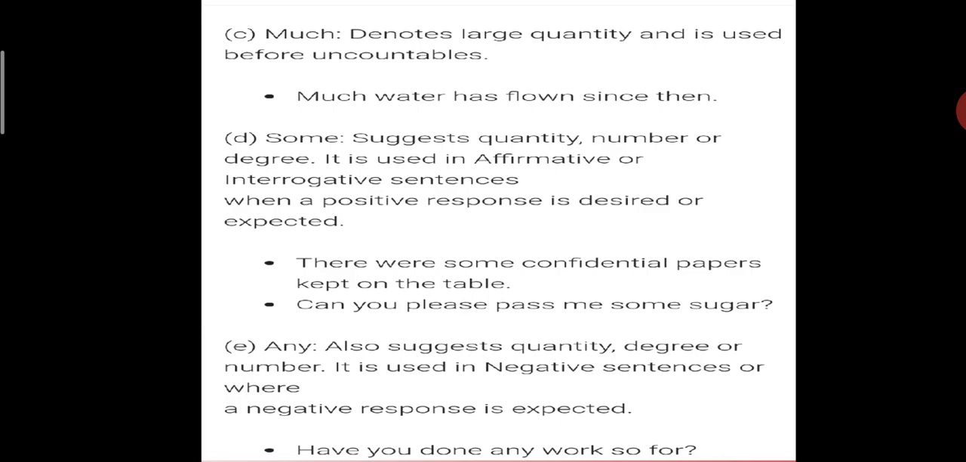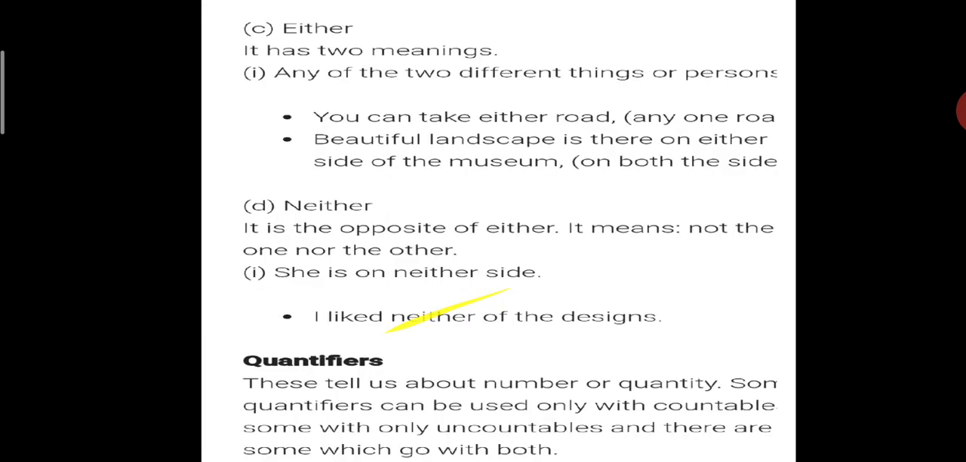Then any. Any also suggests quantity, degree, and number. It is used with the negative. Now some is used with the affirmative, positive sense, and where a negative response is there, that time we use any. Have you done any work so far? Till here I think it is clear.